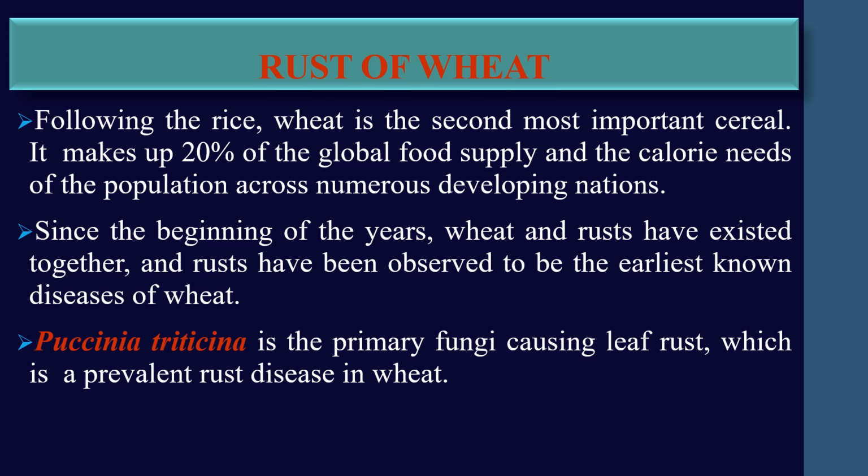Since the beginning of the years, wheat and rust have existed together, and rust has been observed to be one of the earliest known diseases of wheat. Puccinia triticina is the primary fungus causing leaf rust, which is a prevalent rust disease in wheat.